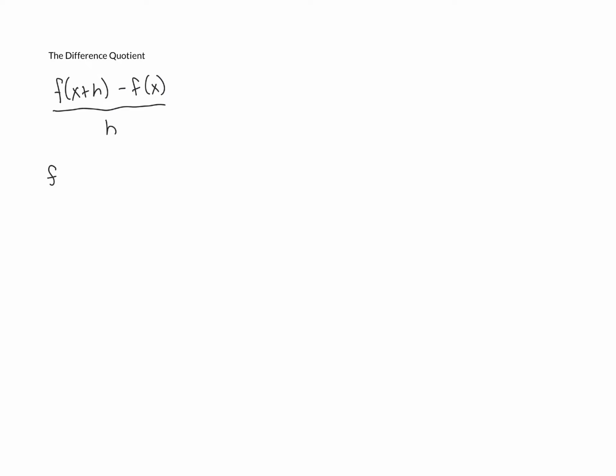The first one I want to look at is f of x equals 1 over x. So if we use the difference quotient here to figure out what this is going to be, we're going to end up with 1 over x plus h, because that's going to be f of x plus h, right? F of x takes 1 over x, so f of x plus h is going to be 1 over x plus h. And then it's going to be minus 1 over x all over h.